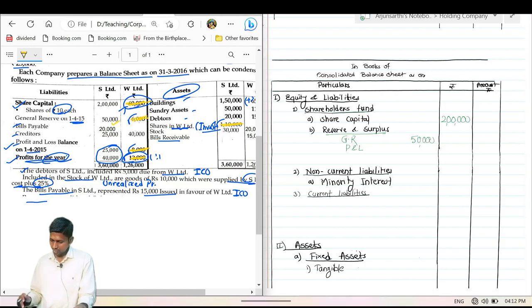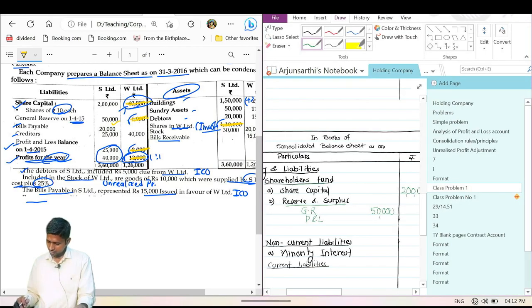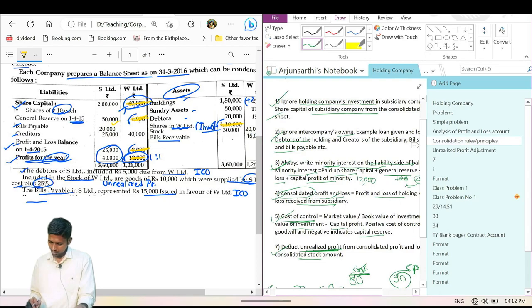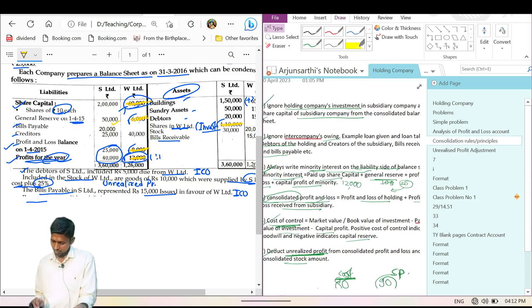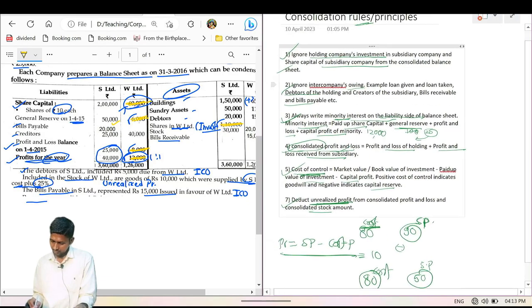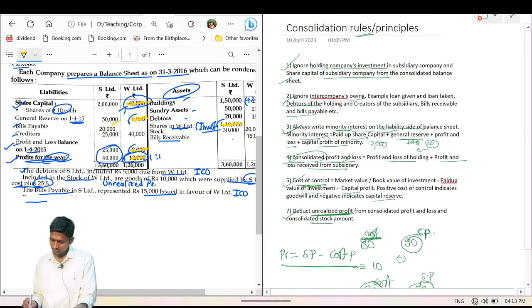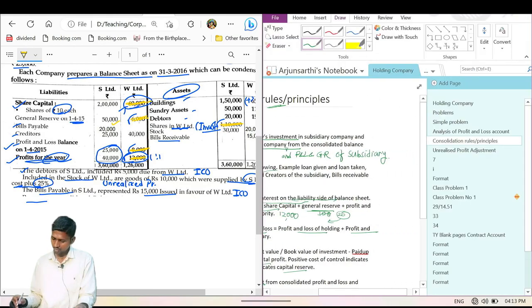My dear students, we'll extend that rule. Now here I will extend this rule, then you will understand clearly. Ignore holding company's investment in subsidiary and share capital of subsidiary and profit and loss and general reserve of subsidiary. Understood?